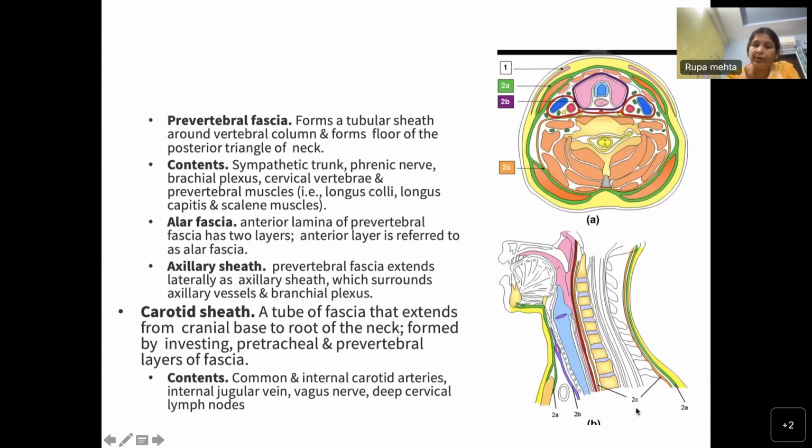So these enclose various potential spaces between them. Because it was already such a vast topic, I didn't cover the deep neck spaces and deep neck infections in this, but it's a very, very important topic. And the danger space and all those spaces, prevertebral space, retropharyngeal space. So all these potential spaces are contained within these fascial layers. So that is important. Carotid sheath is unique in that it derives components from all 3 layers of deep cervical fascia: the investing layer, the middle layer, and the deep layer. So I hope that answers your question.